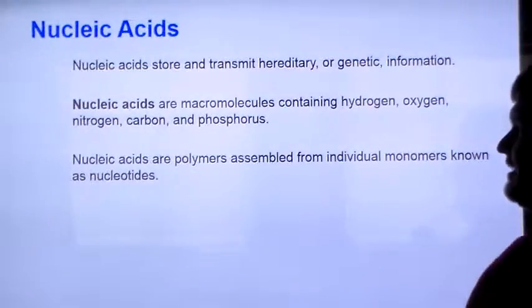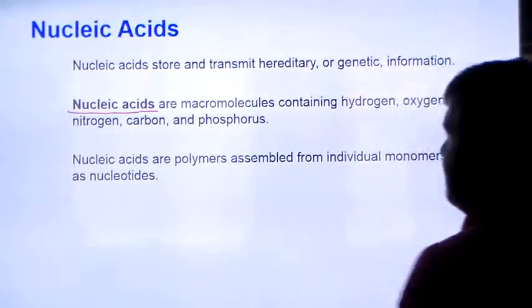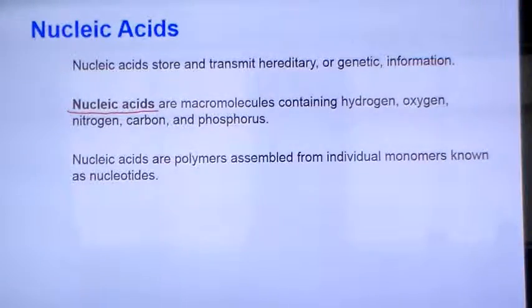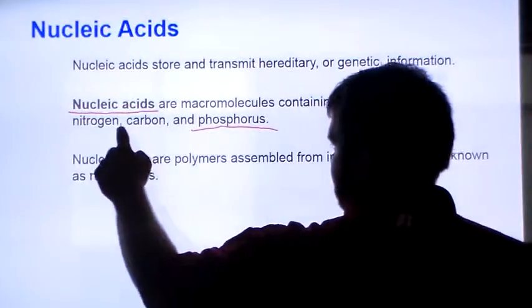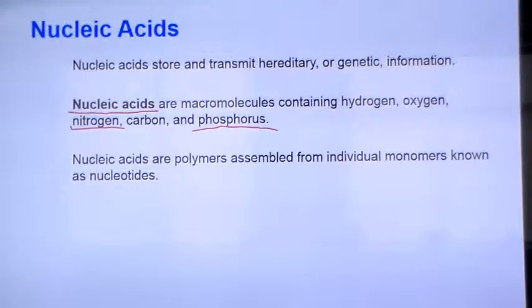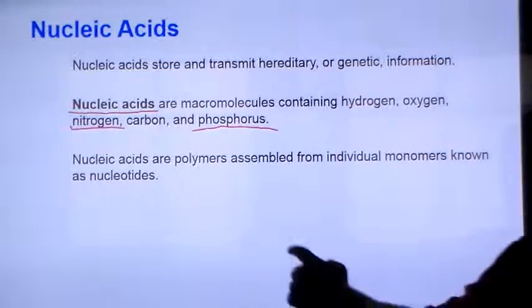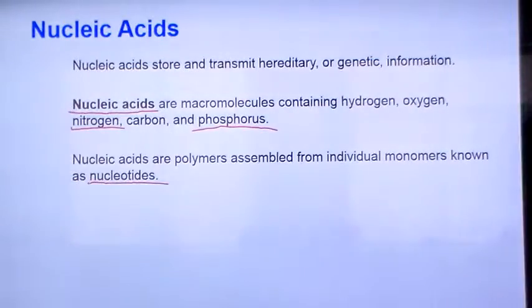Next one's nucleic acids. What makes nucleic acids different is that they have nitrogen and phosphorus. They also have hydrogen, oxygen, and carbon as well, but they have nitrogen and phosphorus in them. And they are made up of the monomer called nucleotides. So nucleic acids, the basic building block of the monomer, are nucleotides, which should be pretty easy to remember.